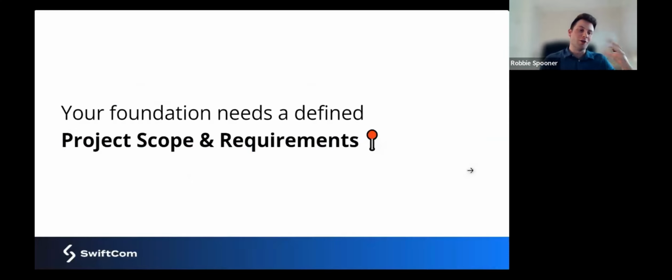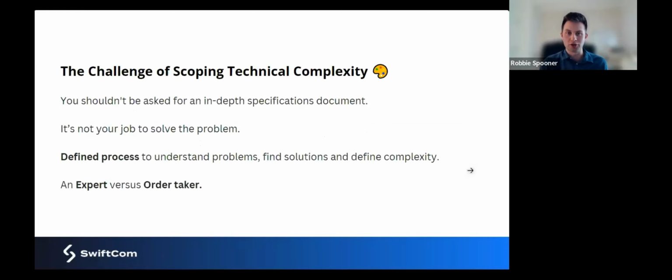To state the obvious, you need to have a firm understanding of the problem and the correct idea of what the solution should be. So upfront, as a non-technical person, you should never be asked for an in-depth specifications document. It is not your job to solve the problem. It is either your third-party developer or your internal team to solve in partnership with you. So this idea of coming to the table with a fully fleshed out idea of what the solution is, that's kind of a recipe for disaster.